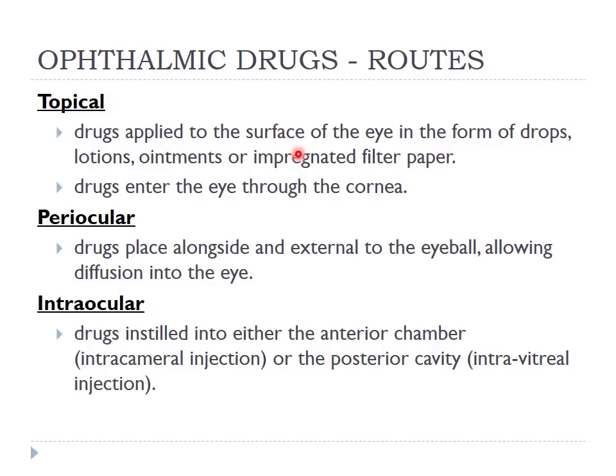Now, here are some routes we have to think of when giving a local or topical medication. Topical is going to be directly to the surface of the eye. Periocular is a little bit different. This is placed alongside, external to the eyeball, almost like applying it under the eyelid.